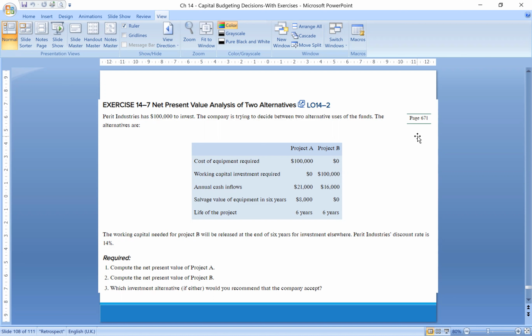14.7, we have to decide depending on the net present value. So I will calculate the net present value for both, and then I will choose the higher if it is positive, lesser if it is negative. So let's do this exercise.